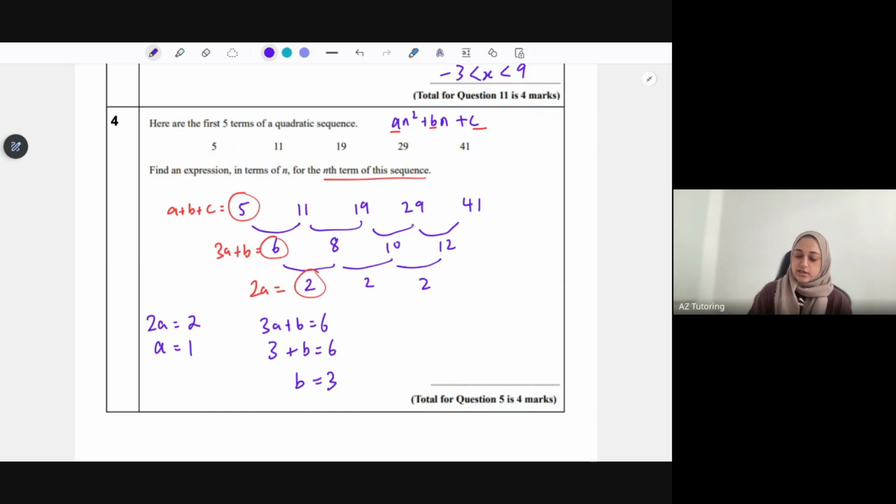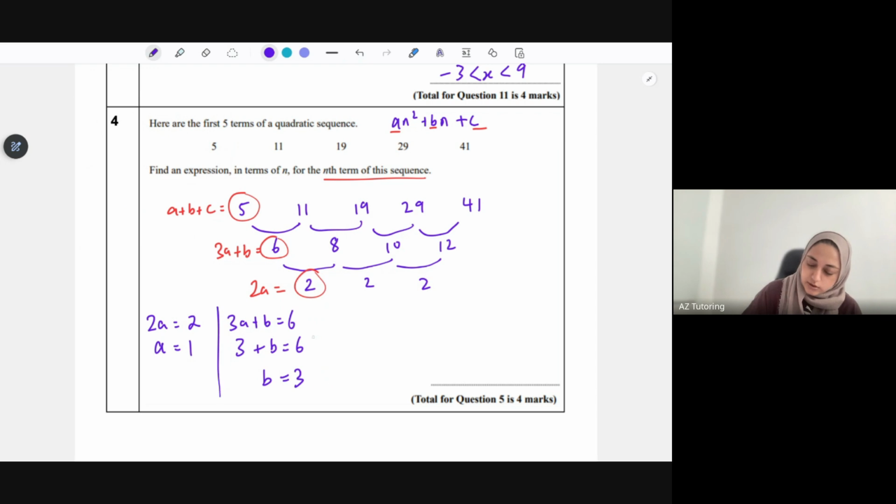Okay. And then finally, we need to work out c. We need to work out this one now here. a plus b plus c equals 5. And I know what a is. A is 1. And b is 3. So 1 plus 3. I'm finding c. That equals 5. 1 plus 3 is 4. So 4 plus c equals 5. To get c by itself, I just need to minus 4 to the other side. So 5 minus 4 is 1.